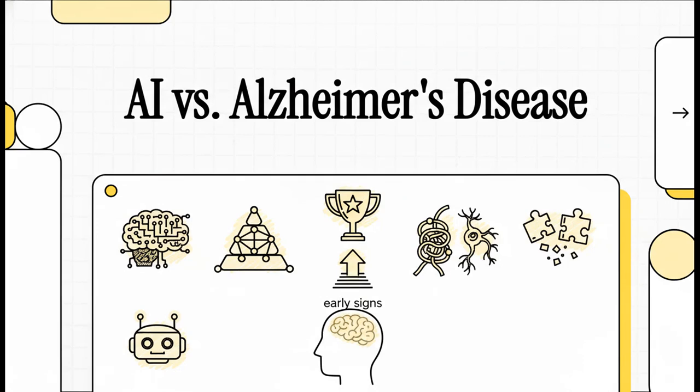Welcome to the Explainer. Today, we're taking a really complex data problem and turning it into something a little more fun, a head-to-head competition. We are going to pit several different AI models against each other to see which one comes out on top at predicting the earliest signs of Alzheimer's disease. So, let's dive right in.